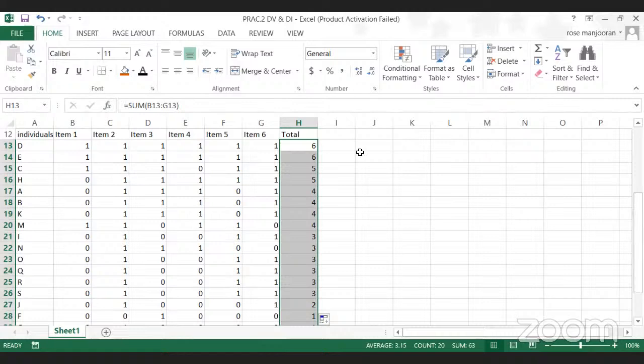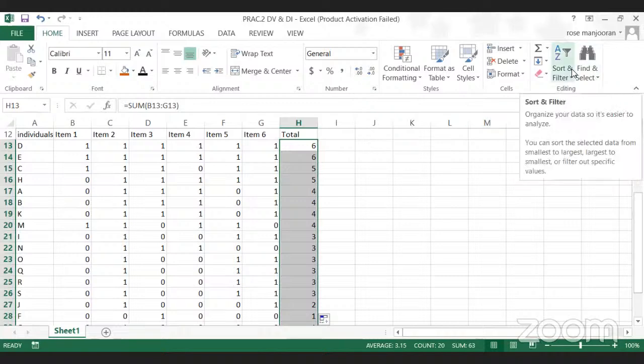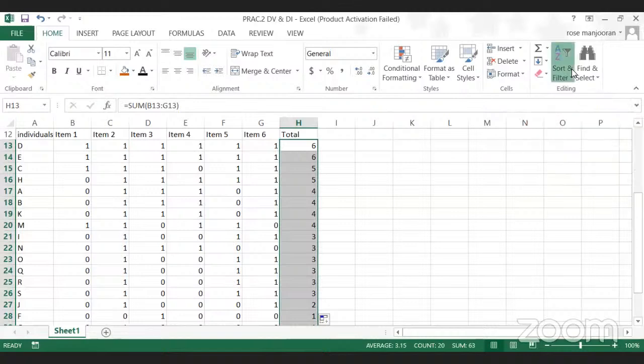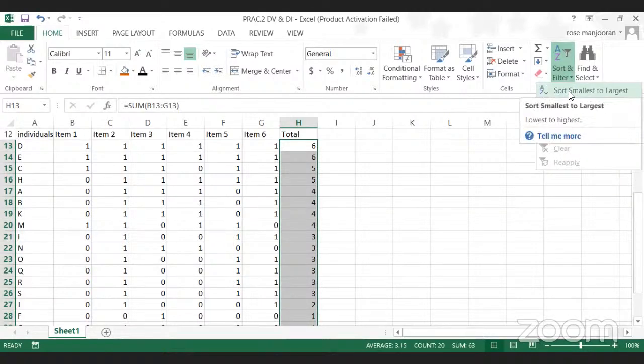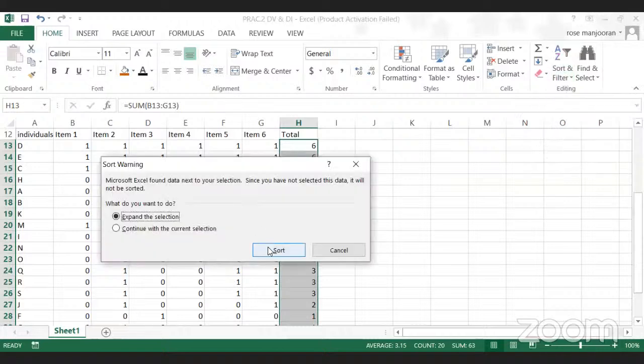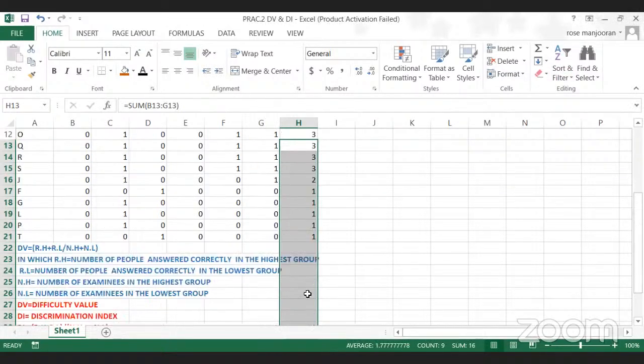Okay. What we are going to do next is, before that, why do we want to calculate the total? It is because we have to find the range, how it goes. Then we are going to sort and filter. Here we can see the sort and filter option, and we are sorting from largest to smallest. So here you give sort. It will be changed like this.